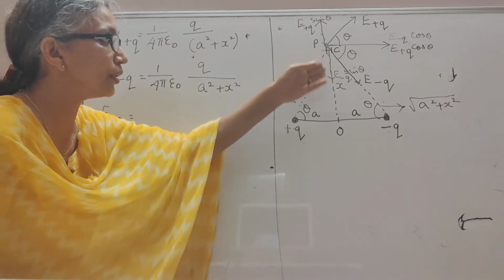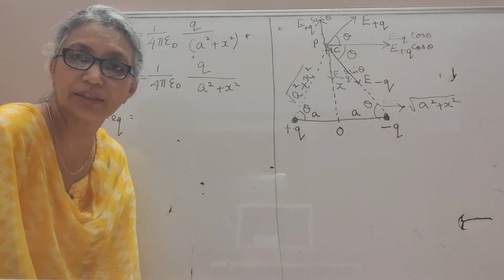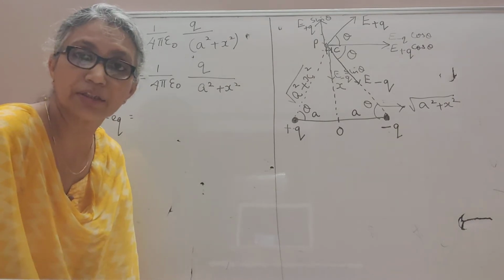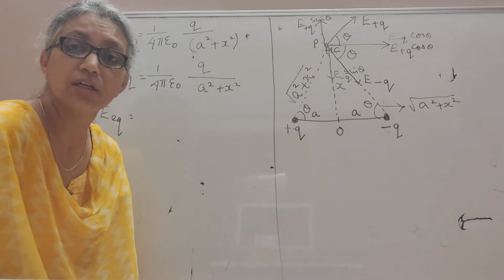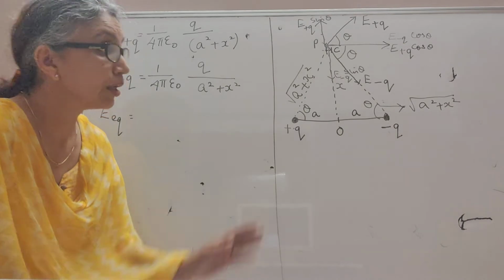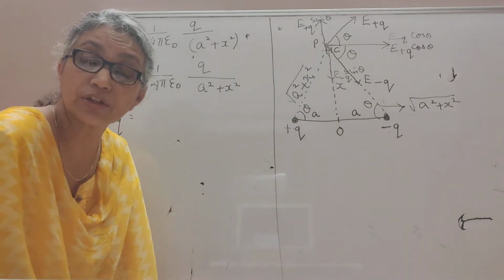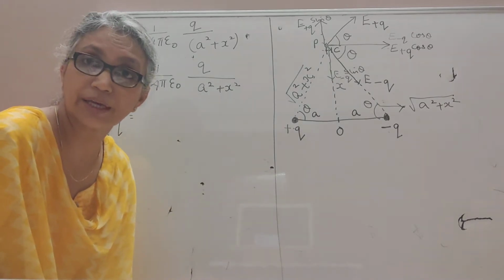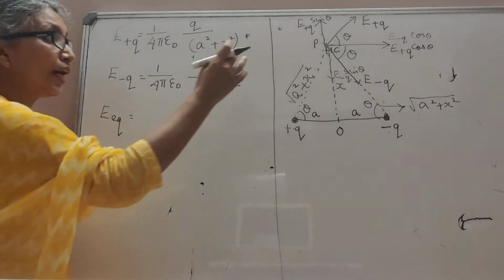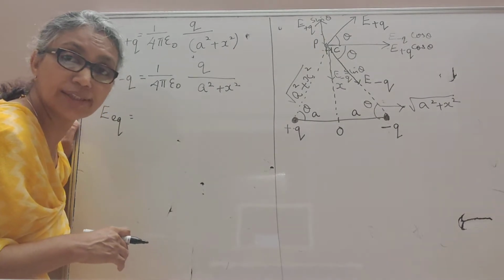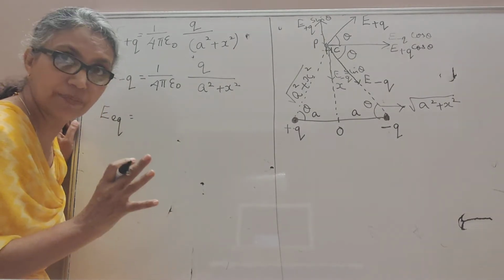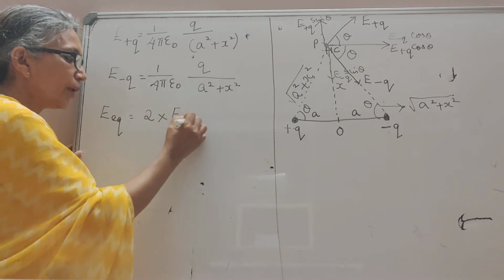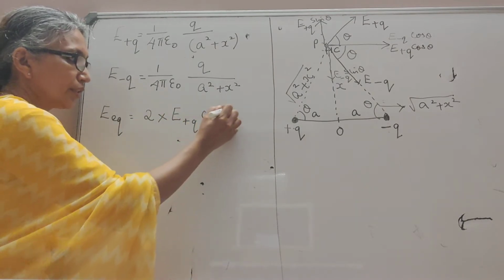So E plus Q sin theta and E minus Q sin theta are equal in magnitude but opposite in direction. So they will simply cancel each other. But you will see E minus Q cos theta and E plus Q cos theta both are in the same direction. So we will add the two, same magnitude. So I may simply write 2 into E plus Q cos theta.